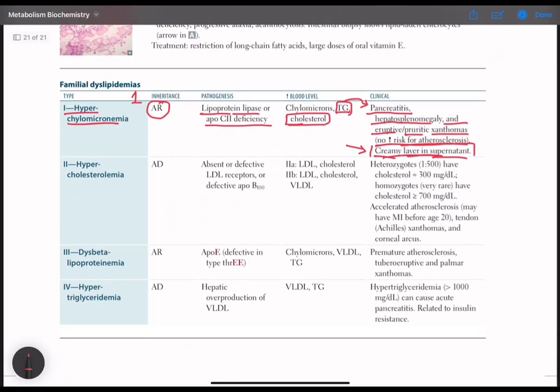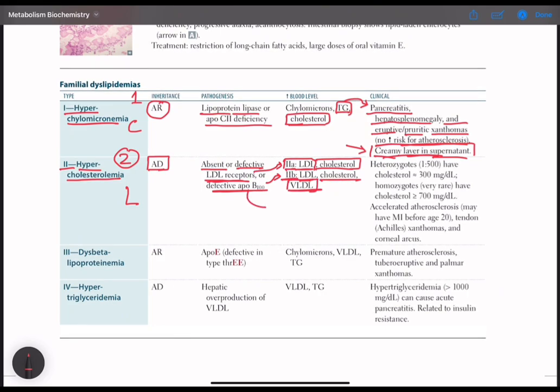Then we have type 2, also known as hypercholesterolemia. Since it is an even number, it follows the dominant pattern, and C for chylomicronemia, L, the clever L, for type 2, in which we have high levels of LDL. The affected individuals either have absent or defective LDL receptors, which is type 2A, or defective ApoB100, which is type 2B. So in type 2A we have high levels of LDL and high levels of cholesterol, while in type 2B we have high levels of LDL, cholesterol as well as VLDL, because ApoB100 is also present on VLDL too.